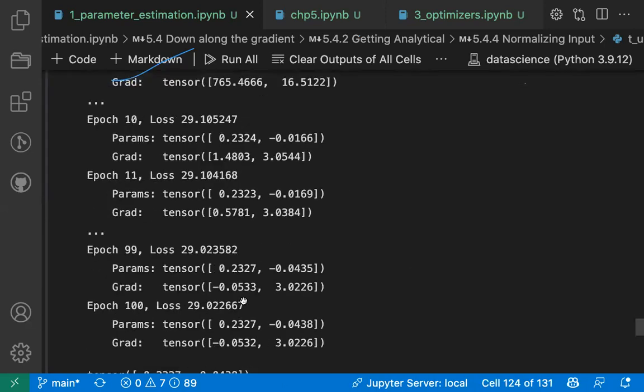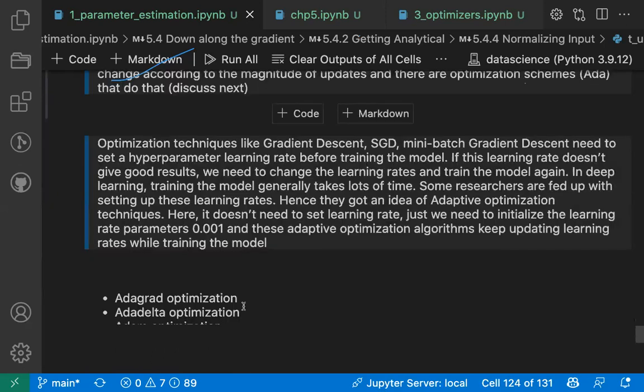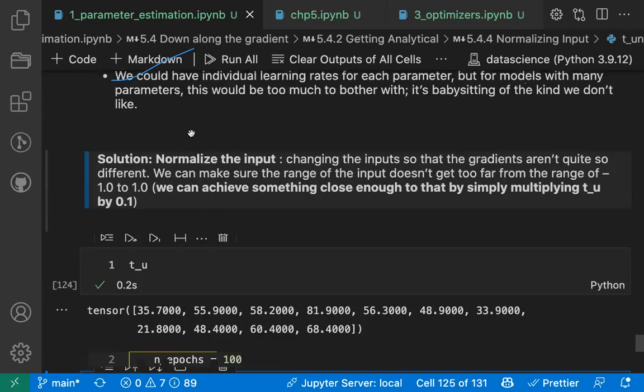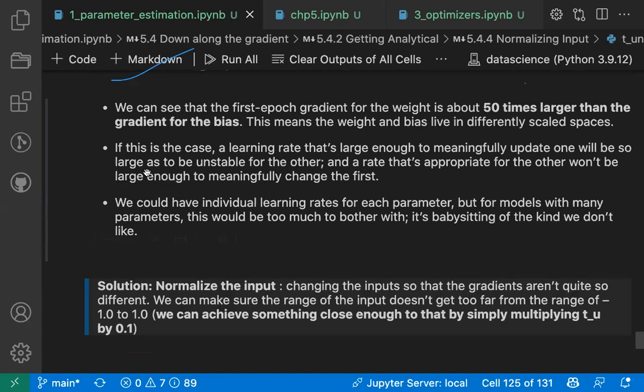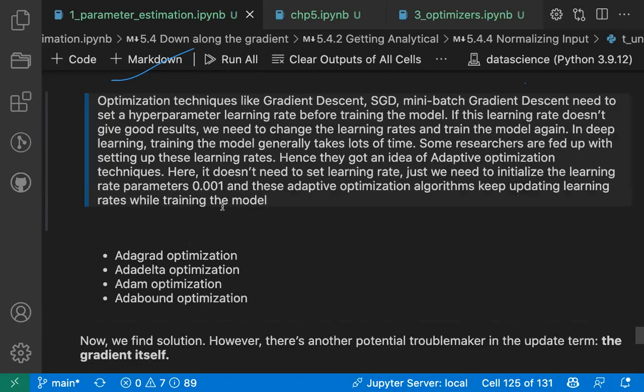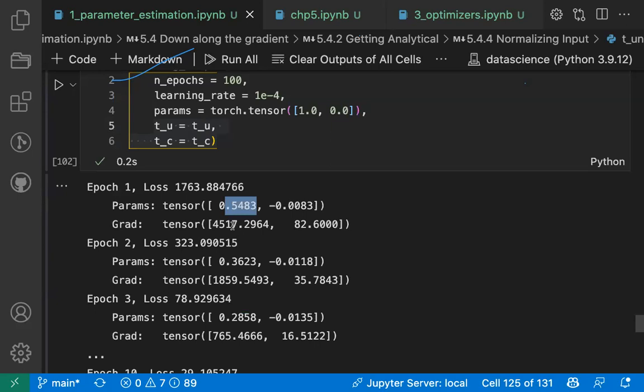So let's look at what we do. How can we do normalization? One way to do this kind of normalization is just to multiply by some numbers, right? So this is what they are saying. We can see that the first epoch gradient of the weight is about this. In this case, a learning rate that is large enough to meaningfully update one will also be unusable for the other. So you can see here, the learning rate we can use to update this weight with this gradient will not be usable akan wannan saboda anan zamu amfani da big learning rate amma kuma anan ba zai yi amfani ba saboda muna da gradient very small.